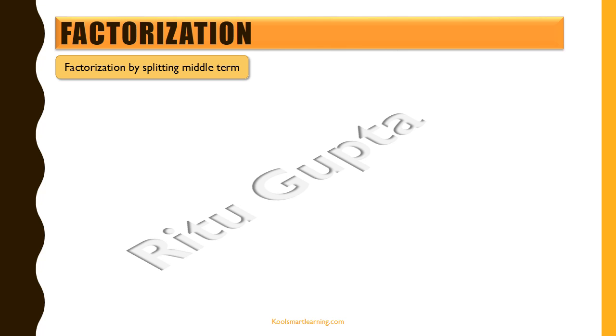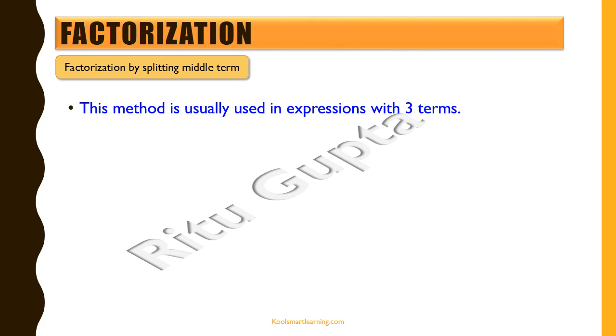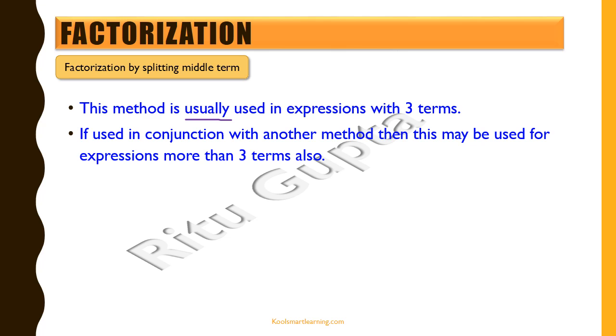Now let's move on to the third method of factorization of algebraic expressions. This method is called factorization by splitting the middle term. The first thing to understand is that this method is usually used in expressions with three terms. We are saying usually, but that does not mean this is the only place we use it. It is used in other places also. If it is used in conjunction with another method, it may be used for expressions with more than three terms also. So it is very important to understand that this is not the only usage, but we are saying usually that's where we use it.